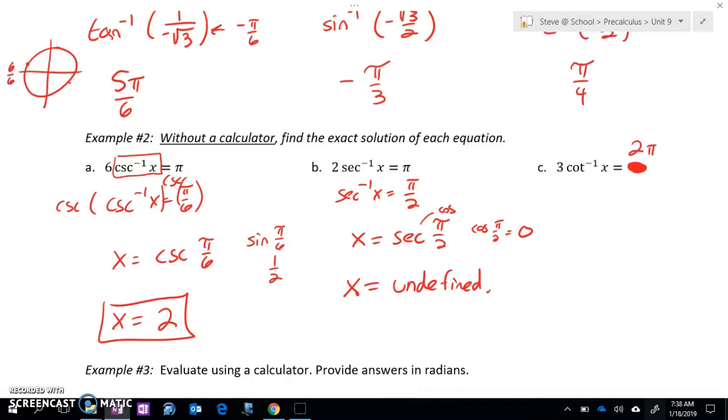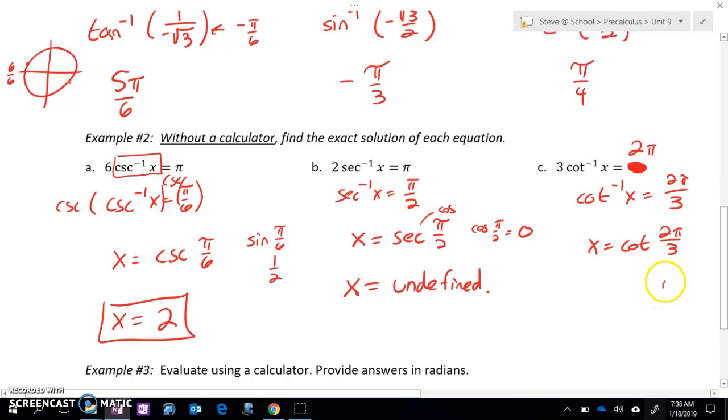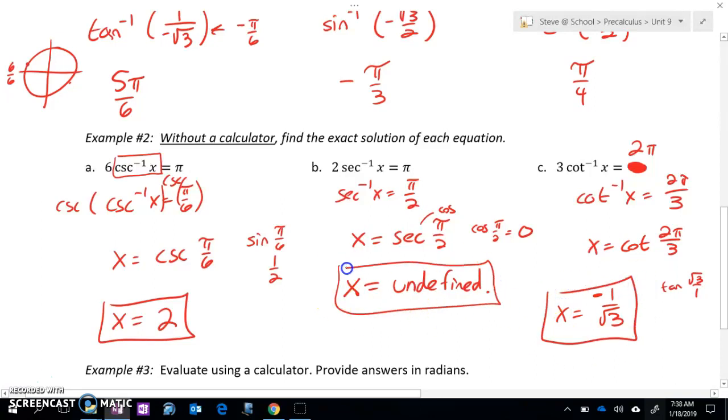So, next, we have this one. We have cotangent inverse of x equals 2 pi over 3. X equals the cotangent of 2 pi over 3. So we go to our pi over 3 reference. Tangent is root 3 over 1, which means cotangent is equal to, if you flip that, 1 over root 3, and it's in quadrant 2, so it's going to be negative. So that's what's going to happen there. So that's just solving, that's going forward.